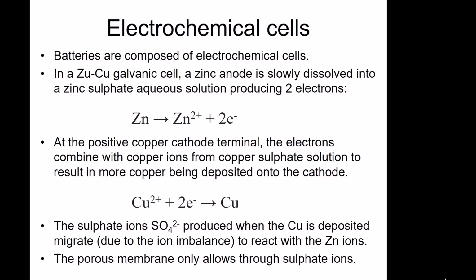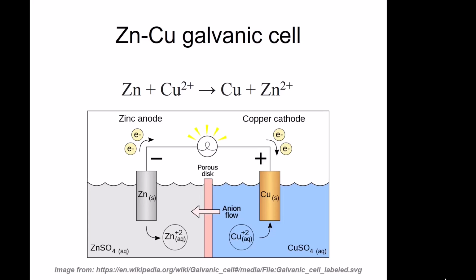So in this example, we have a zinc copper cell where we have zinc here, which is classed as the anode. And this zinc is sitting in a zinc sulfate solution. So what happens is the zinc slowly dissolves into this solution. So you get zinc ions produced, so Zn2+. And the charge, so this is positively charged.